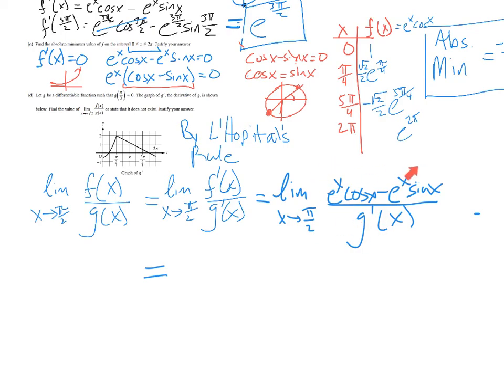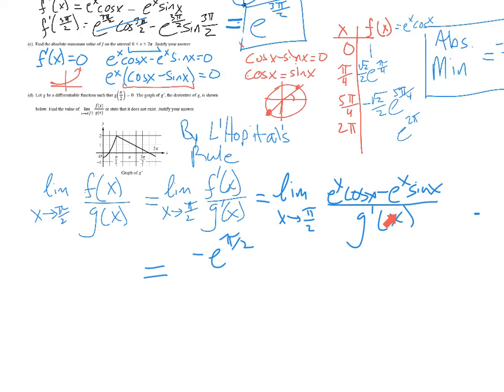Okay, so the limit of the top, what is the top going to? We've evaluated this for a few values up here, but we haven't evaluated for pi over 2, so we're just going to plug that in. We get cosine of pi over 2 is 0, so this becomes 0. Sine of pi over 2 is 1. And e to the pi over 2 is e to the pi over 2. So this becomes negative e to the pi over 2.